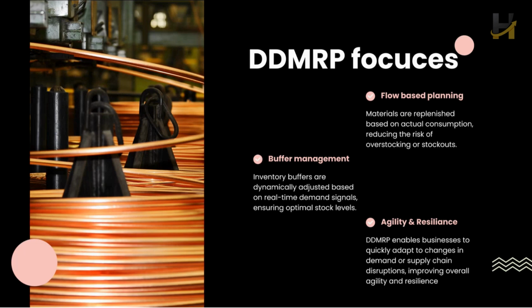The result of this flow-based planning and buffer management is a planning approach that is more agile and more resilient to changes in the external environment and the signals coming in from the customers. There are two types of signals: demand signal distortion and supply continuity variability. These are the two variable signals that come from the customers and from the suppliers. DDMRP is essentially a solution that helps you mitigate the risks coming from these two sources.